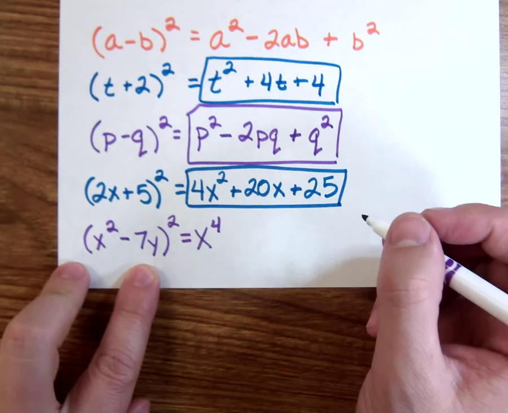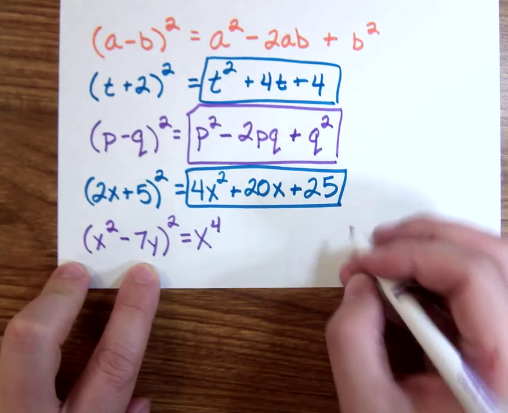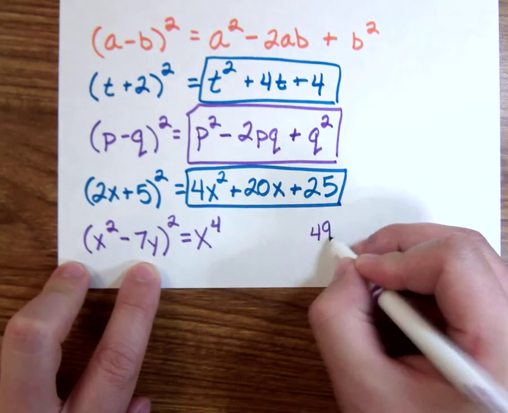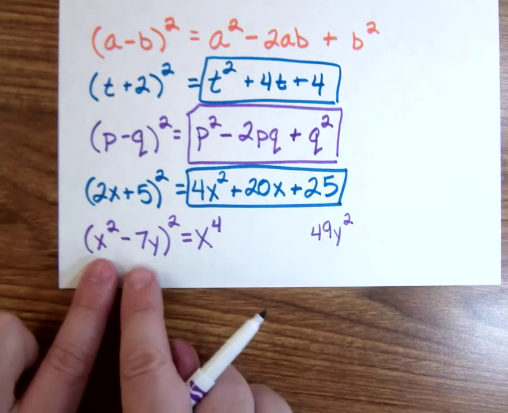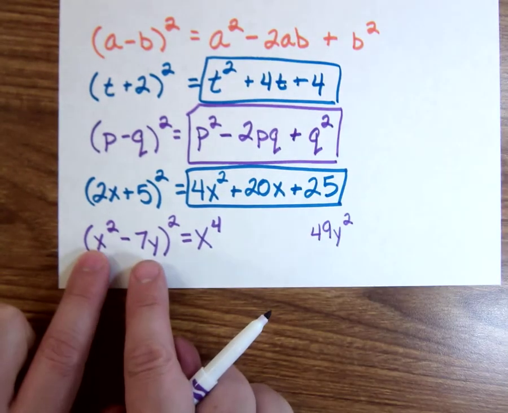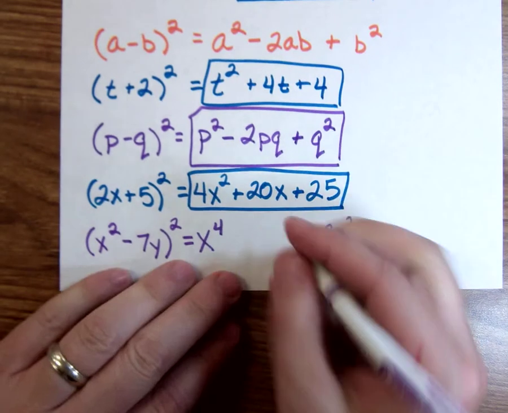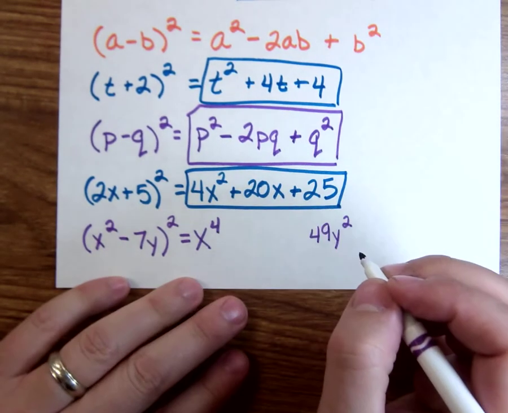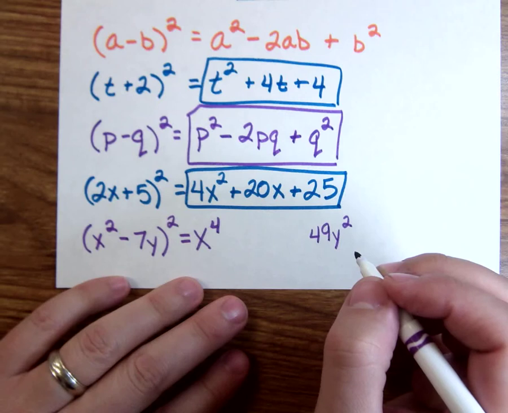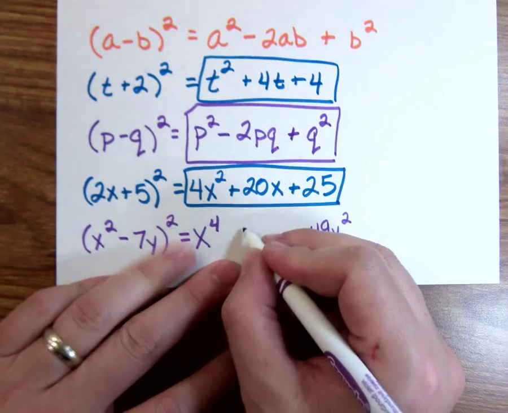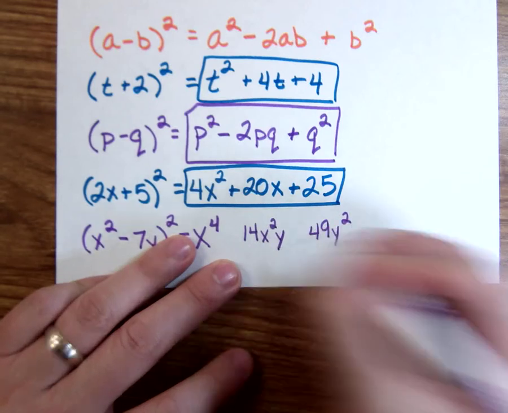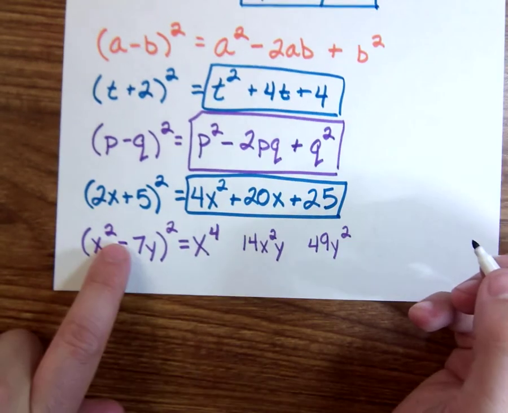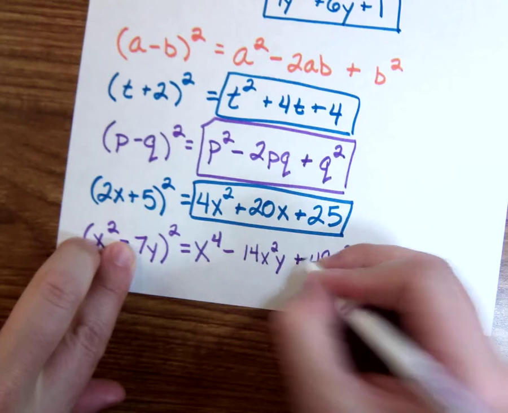Square the last thing. Negative 49 y squared. And in the middle, first thing times the last thing. So 7y times x squared is 7x squared y, doubled. 14 x squared y. Minus sign in the middle, so minus 14x squared y.